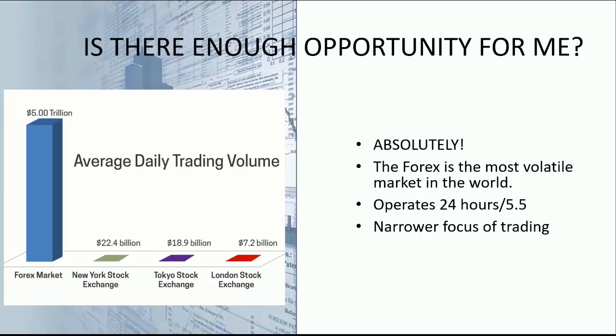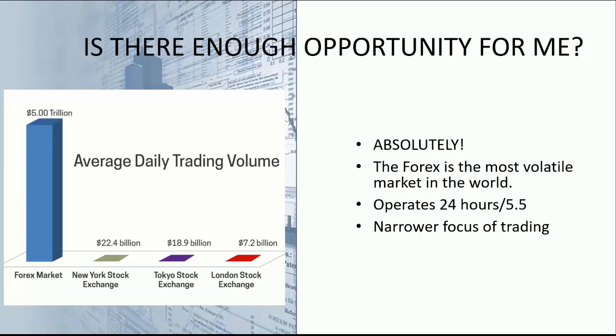Unlike the rest of these markets as well, the New York Stock Exchange, Tokyo Stock Exchange, London Stock Exchange, they're only open during their individual hours. And once they're closed, that's it. You can't trade those stocks anymore. With the forex, it's a 24-hour, 5.5-day market. It's open from Sunday afternoon all the way to Friday afternoon.